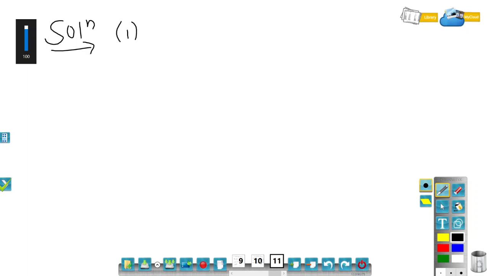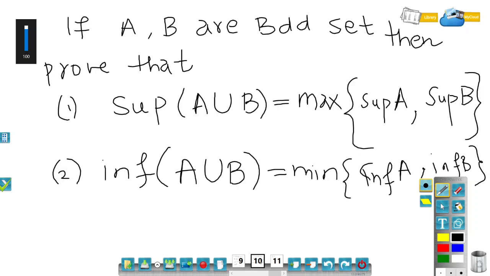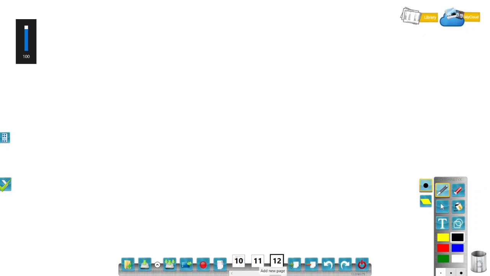So first of all, one should observe that A and B are bounded. If A and B are bounded, then A union B is also bounded. And when a set is bounded, it is bounded above. If it is bounded above, by the order completeness property, supremum of A and supremum of B exist, and supremum of A union B also exists. So let me write down that.